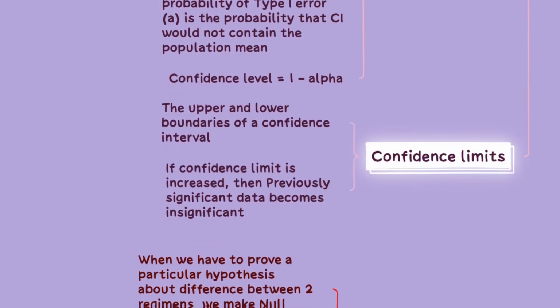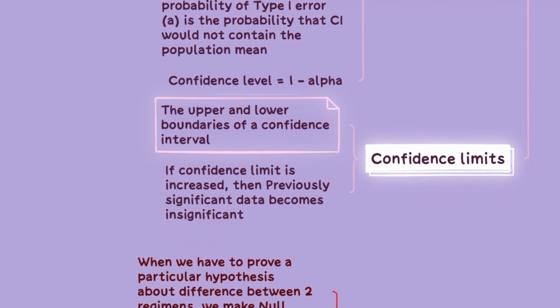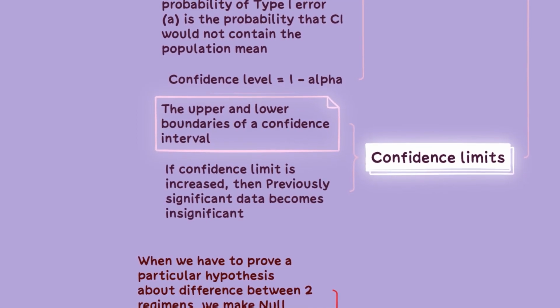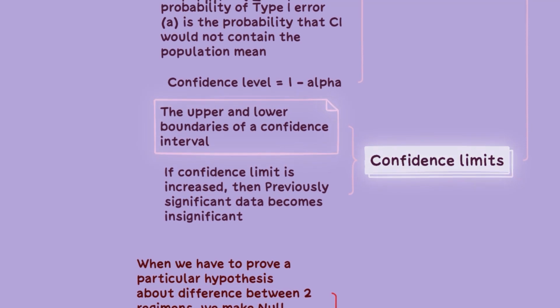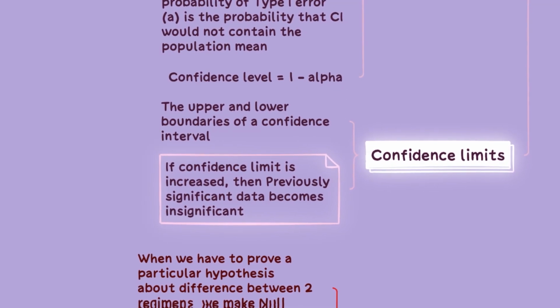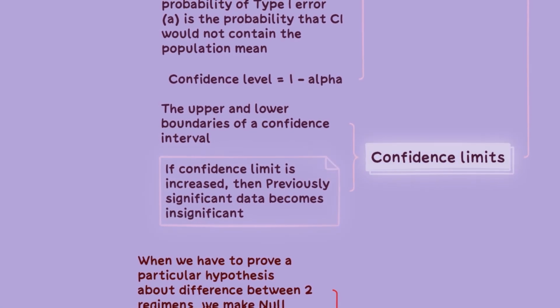Lastly, confidence limits refer to the upper and lower boundaries of a confidence interval. They define the range within which the population parameter is expected to lie. The confidence limits provide additional information about the precision of the estimated parameter.